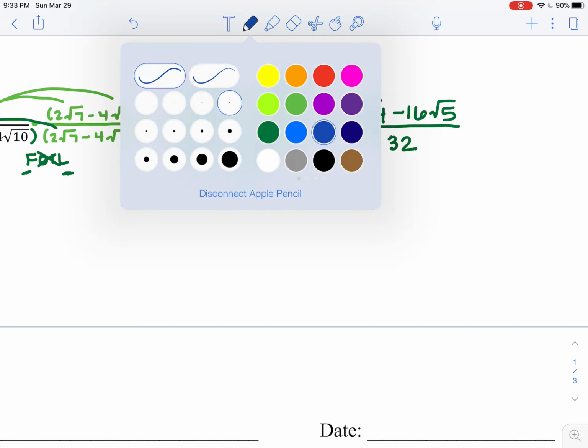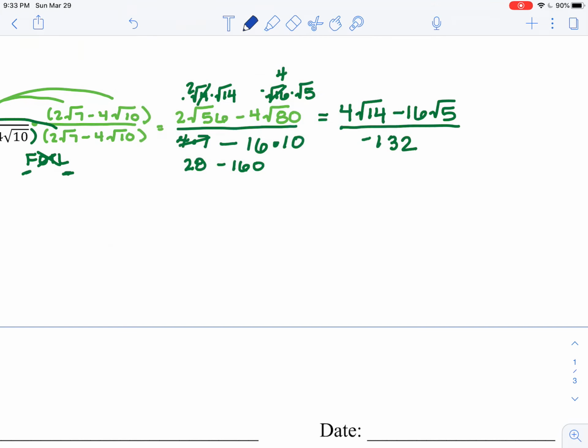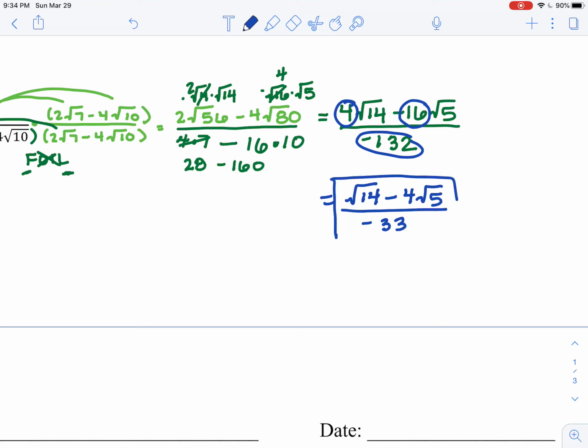I've simplified all of the radicals. There are no other perfect squares that go into any of the radicands. However, there is a common factor for each of our plain old numbers, all of the numbers outside of a radical. Each of those can be divided by 4. So 4 divided by 4 makes just 1, square root 14. 16 divided by 4 is 4, square root 5. And in the denominator, 132 divided by 4 is 33. This is our final answer.